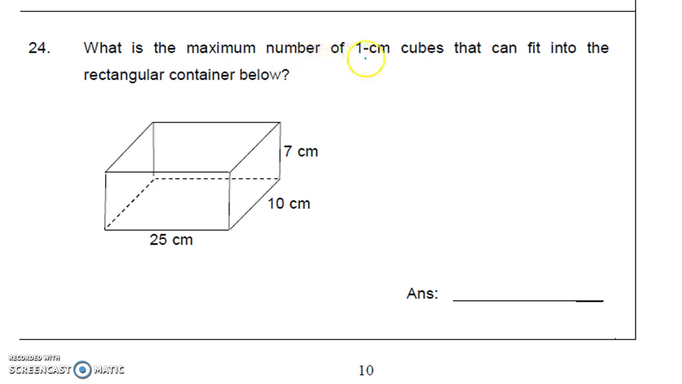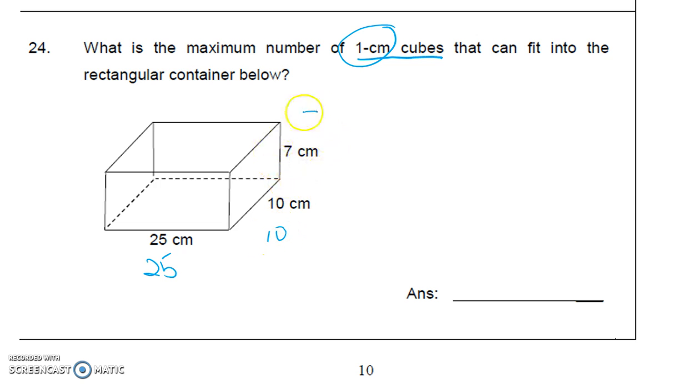Okay, question 24. What is the maximum number of 1 centimeter cubes that can fit into the rectangular container below? Okay, so this is quite straightforward. We already know that these are 1 cm cubes. Nothing complicated, so 1 cm. So how many can fit in this part here? 25 centimeters, so 1 centimeter cubes. How many 1 centimeter cubes can fit in here? 25. How many here? 10.